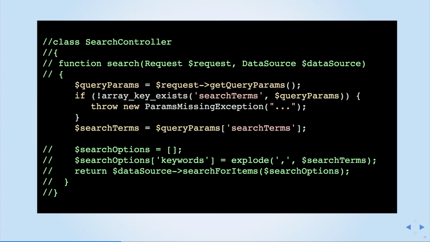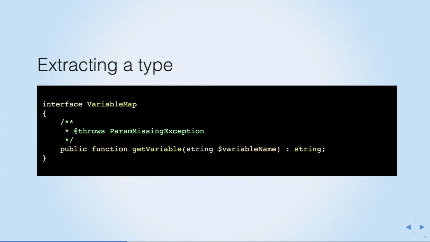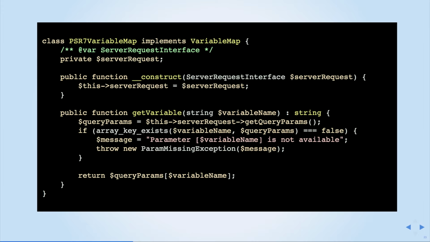So let's start segregating. Actually, when you say segregating out loud like that, it doesn't sound so good. So instead of segregating, let's start extracting a type. I'm going to extract a type from this code called variable map. All this does is have a single method on it that allows you to get the variable from the object. And because we're refactoring code that uses a PSR7 request, we're going to create a PSR7 variable map.